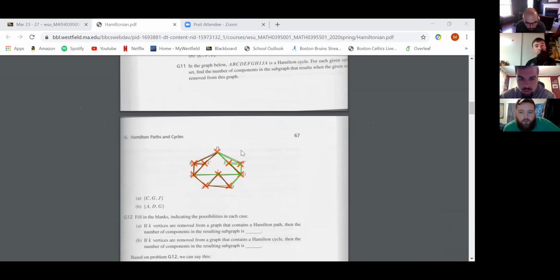So if you select vertices that are adjacent to each other when you're deleting them, then it's just going to be one component. But if you are selecting ones that are separated by at least two vertices or something like that, then that's when you can start breaking it up into separate components. Maybe.